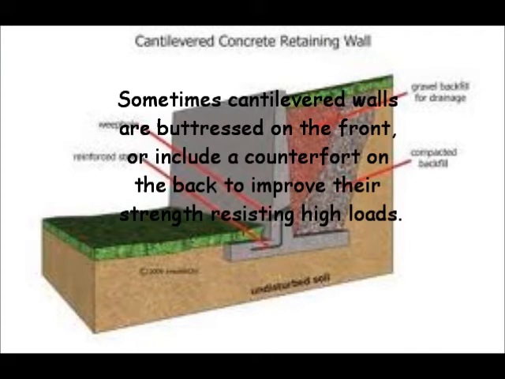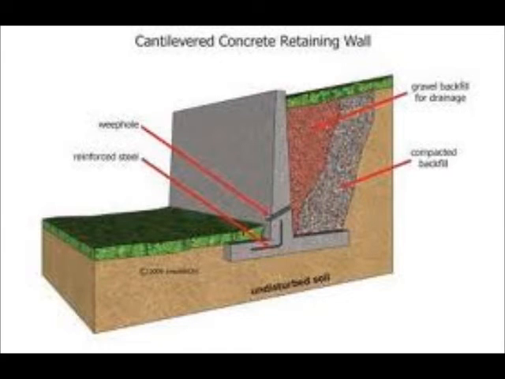Sometimes, cantilevered walls are buttressed on the front or include a counterfort on the back to improve their strength in resisting high load. Buttresses are short wing walls at right angles to the main trend of the wall. These walls require rigid concrete footing below seasonal frost depth. This type of wall uses much less material than a traditional gravity wall.